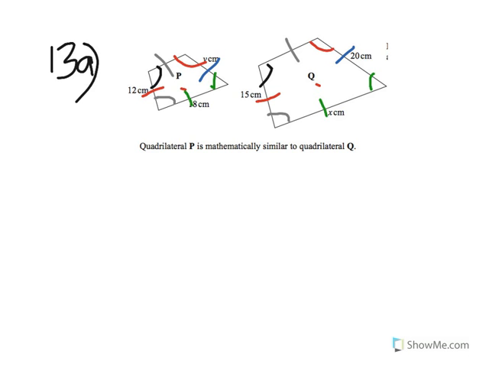So it means that we can use their ratios of sides to find unknown sides that we don't know. And this is going to help us solve question 13a, which is asking us to calculate the value of x. Now x is over here. So first of all, we need to take a ratio of two sides which we know already.